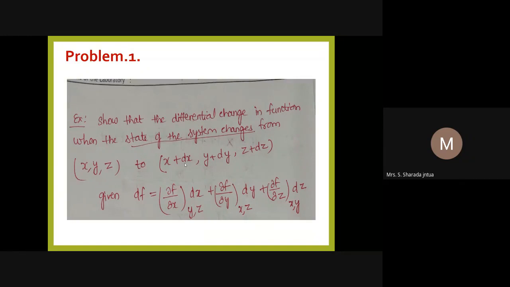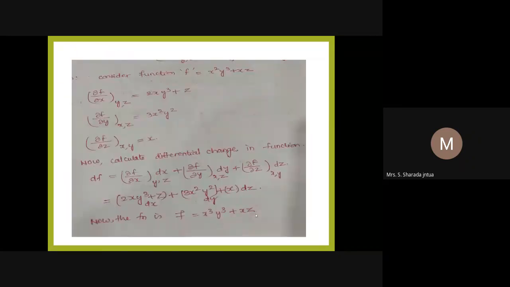So what happens when these changes are occurring in a system? Okay, so the given data is also this expression they have given for this. So you can use it to show this one. So let us solve this problem 1.